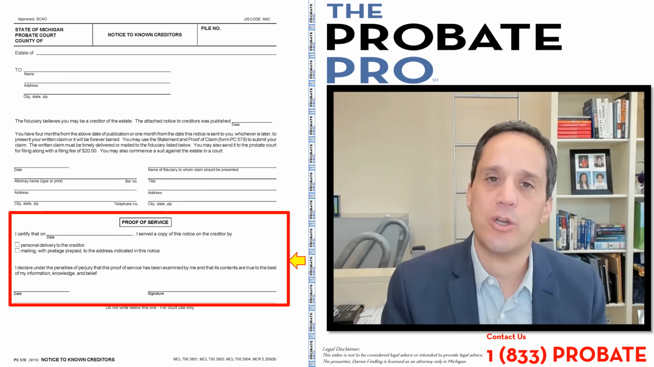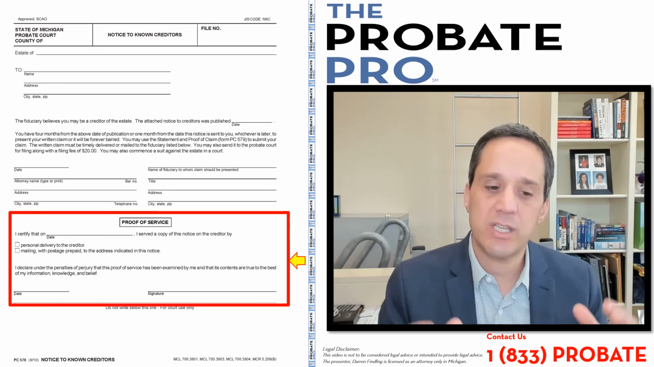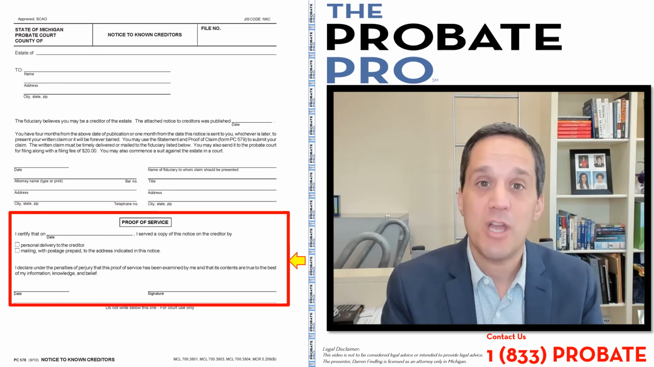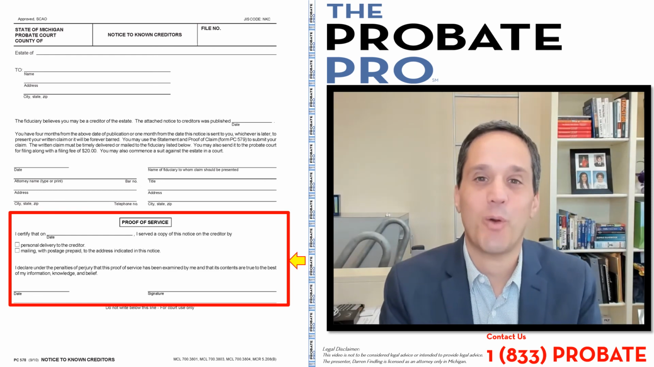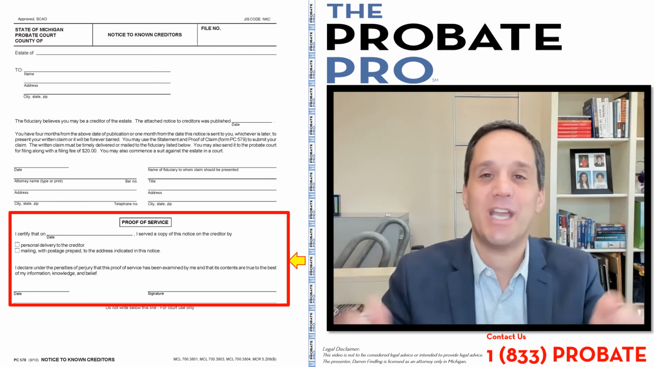So this is the notice to known creditor process here to give notice to a creditor that you're aware of. Please remember, you have to do both to fulfill the statutory requirement, notice to known creditors, and publication for unknown creditors.